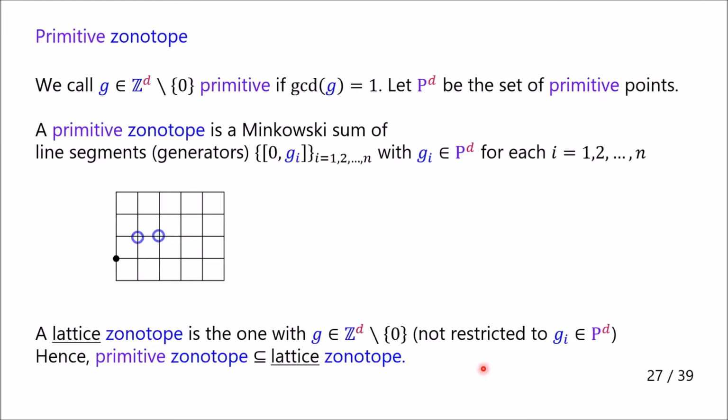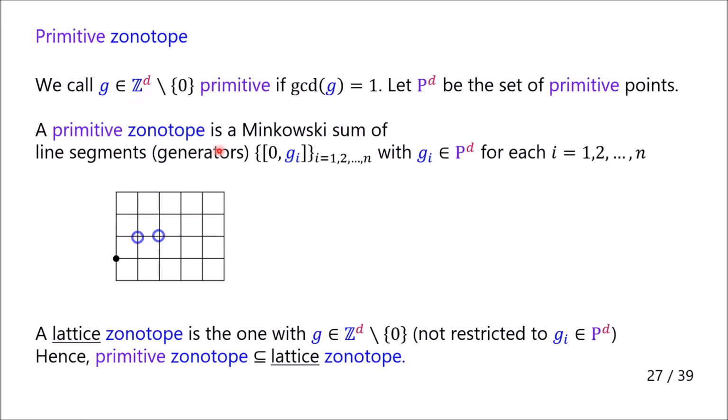Okay. From now on, I would like to explain the proof sketch. I start with the definition of the primitive zonotope. We call an integer vector g, which is not the zero vector, primitive if its GCD is 1. Here, GCD is the greatest common divisor of the elements of the vector g. And now let P_D denote the set of primitive points in dimension d.